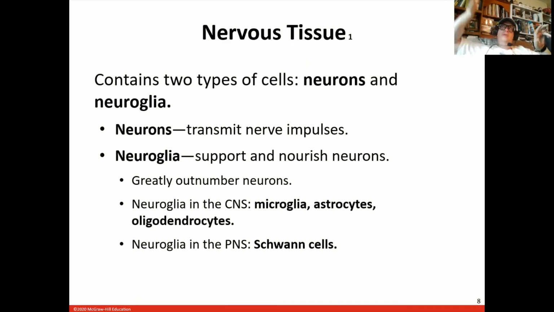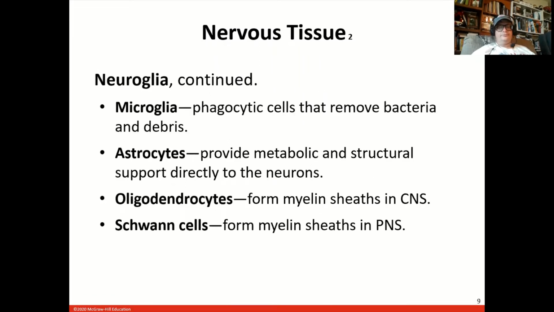Star-shaped, they go up myelin sheath here, but then oligodendrocytes are myelin sheath. I think astrocytes also feed the cells, provide them with nutrients. Anyway, it's easier. In the peripheral nervous system, we got the Schwann cells. Those are our neuroglia. So microglia eat bacteria, debris. Astrocytes provide metabolic and structural support. So yeah, they provide nutrients. Oligodendrocytes are myelin sheaths for the central. Schwann cells are myelin sheaths in the peripheral.